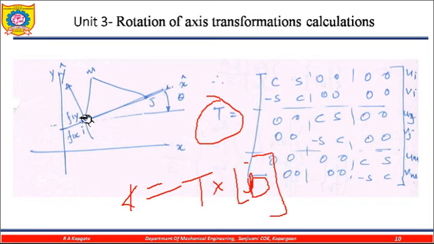Generally, in examination they will ask any type of derivation on this one. So keep studying this one, and try to derive this one.